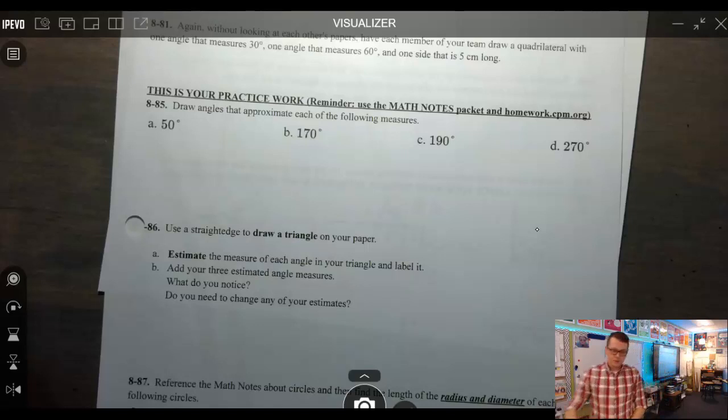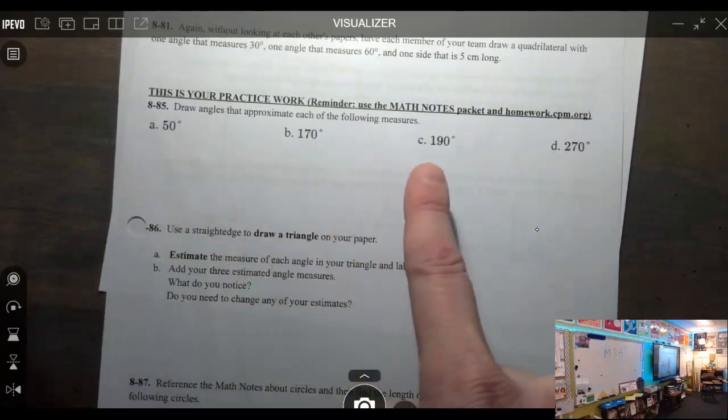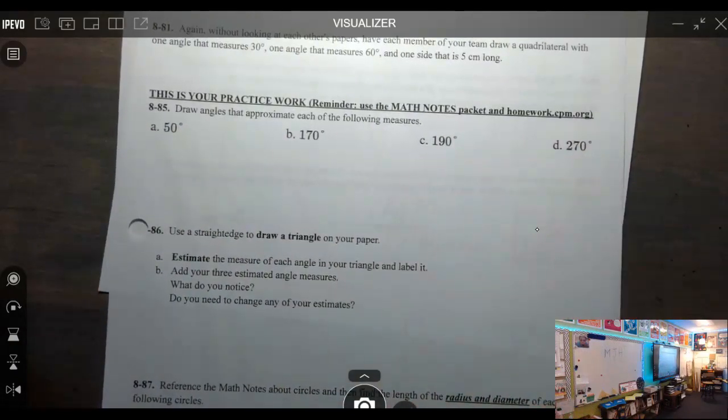So go ahead and dive into this without a protractor. I want you to approximate these angles. And guys, especially the 190 and the 270, if you're confused, stick up a hand and let me come help you. Or talk to a neighbor. Talk to a friend. How do we draw angles bigger than 180?